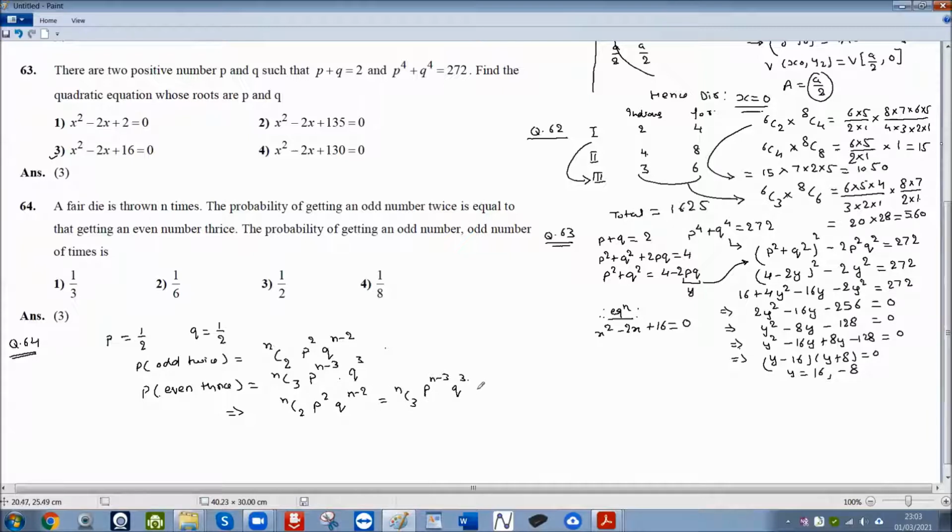Now P and Q have equal values. So this means nC2 P raised to the power n is nC3 P raised to the power n, which means nC2 is same as nC3. Now this implies n should be equal to 2 plus 3, that is 5. So now we have to determine probability of getting an odd number of times.